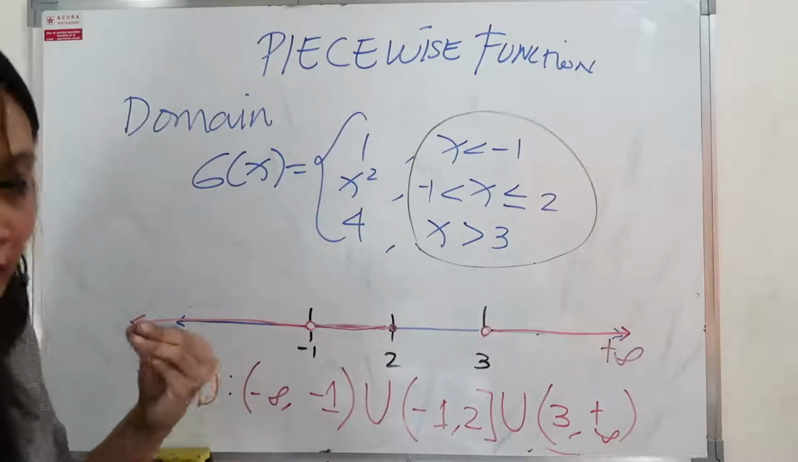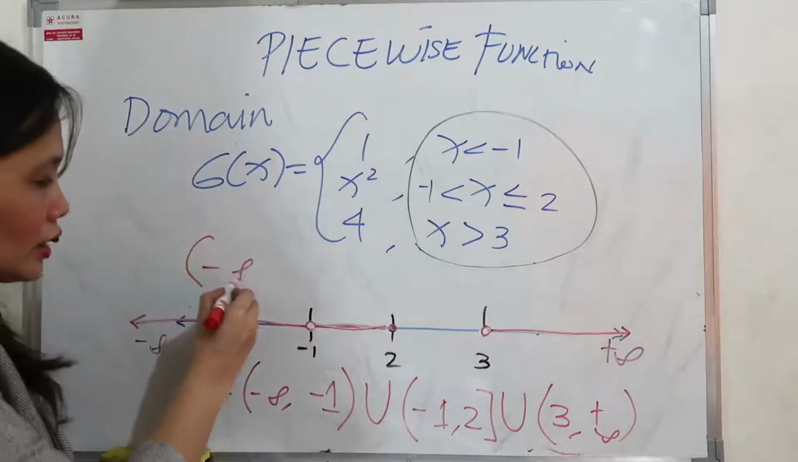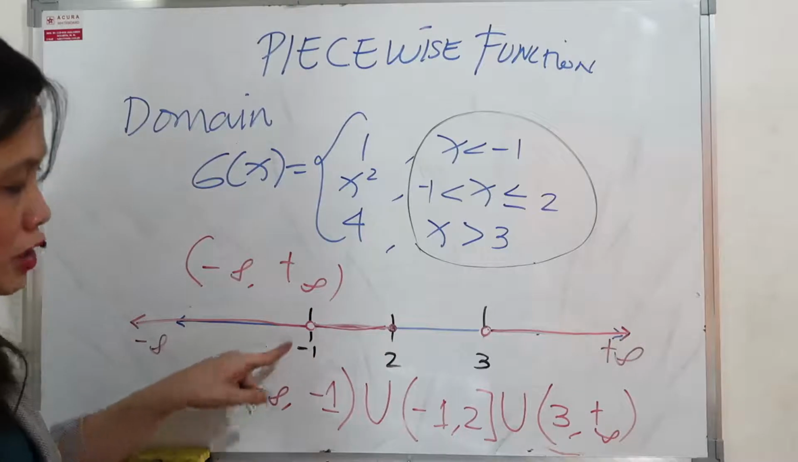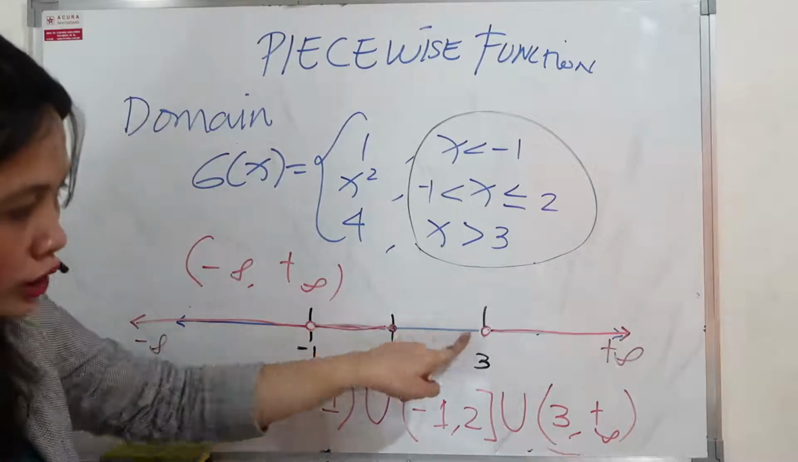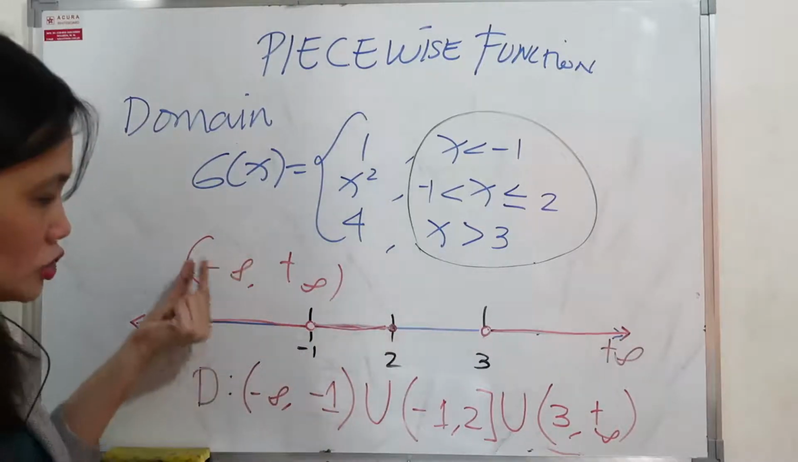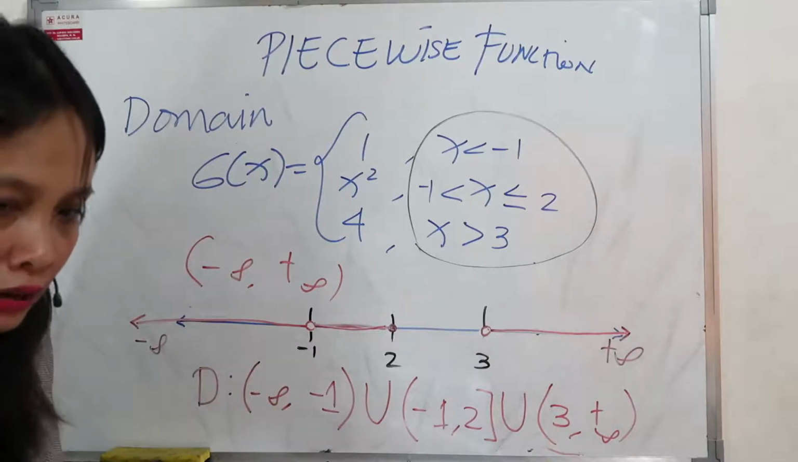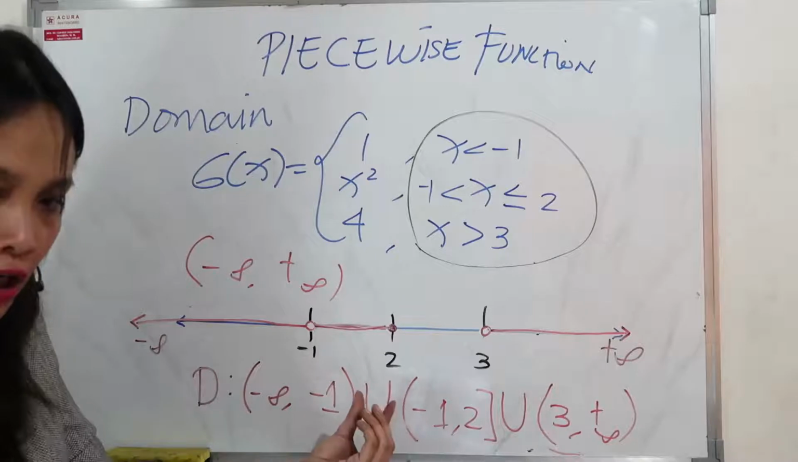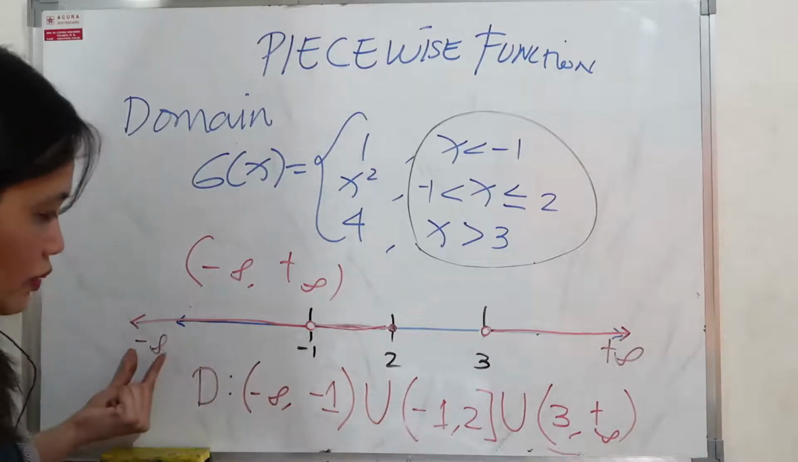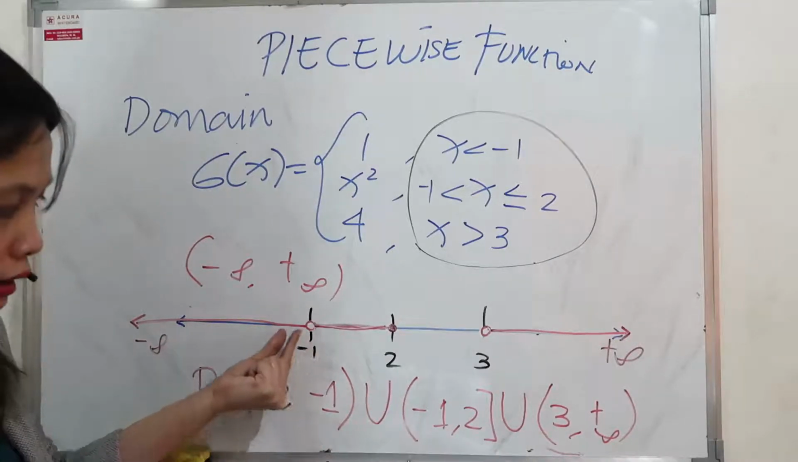In this particular one, we cannot conclude that the domain is negative to positive infinity. Why is it? Because negative 1 is not included. 2 to 3 is not included. So we cannot use negative infinity to positive infinity. So you need to illustrate what the possible values are now. Based on our illustration, the possible values are negative infinity to negative 1. Okay? Wherein negative 1 is not included.